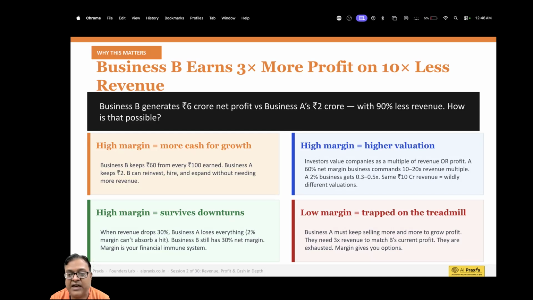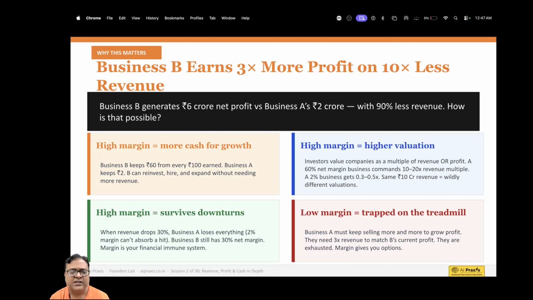High margin also means higher valuation. Okay, so investors value companies as a multiple of revenue or profit. A 60% net margin business commands 10 to 20 times revenue multiple. Okay, we'll talk more about valuation, but this is just one insight. A 2% business gets just 0.3 to 0.5 times. Same 10 crore revenue is widely different valuations.